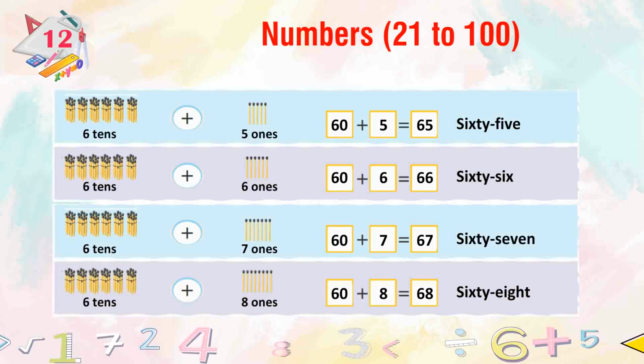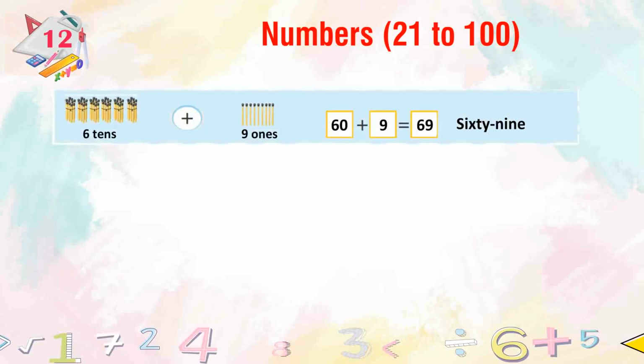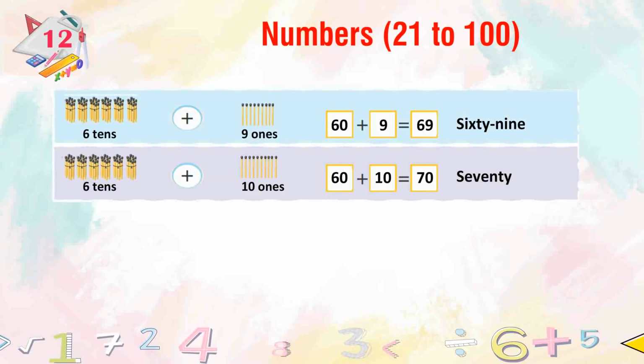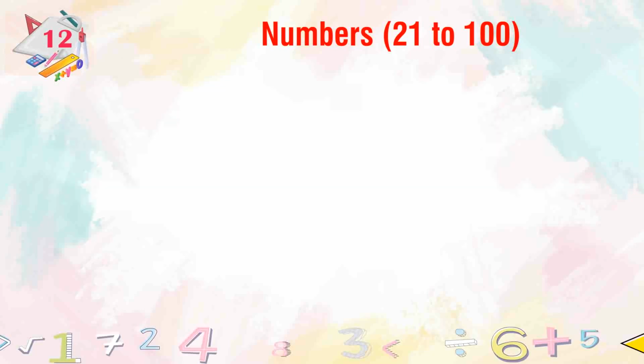6 tens plus 8 ones, 60 plus 8 is equal to 68. 6 tens plus 9 ones, 60 plus 9 is equal to 69. 6 tens plus 10 ones, 60 plus 10 is equal to 70.